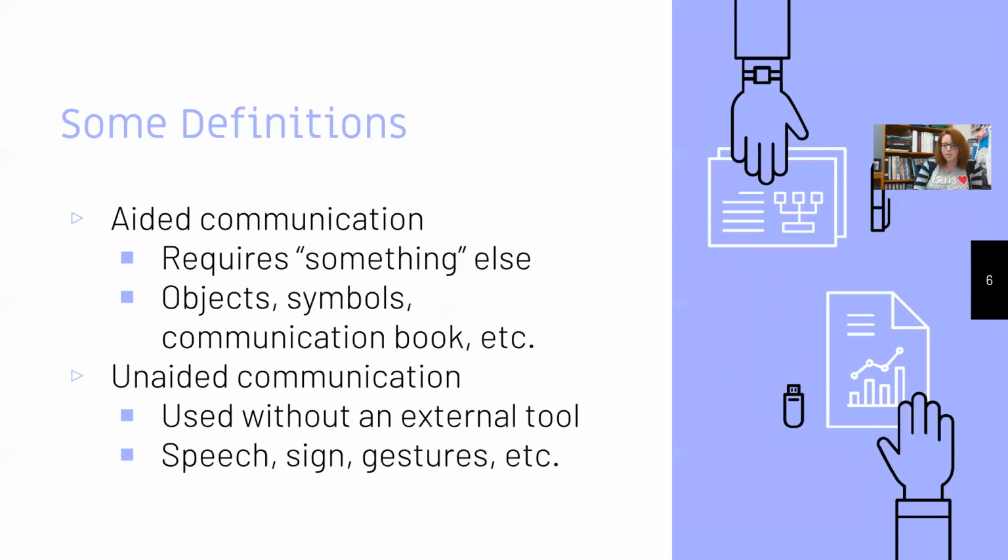So I wanted to just talk about some definitions. When we're talking about AAC, we can be looking at aided communication or unaided communication. And if we are talking about aided communication, that means it's a communication system that requires something else, regardless of what that something is. So some examples of aided communication systems are if the student is using objects to communicate, they're using symbols, a communication book, the point being that they have to have something there with them to help them communicate.